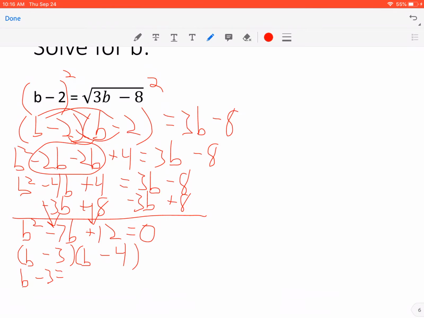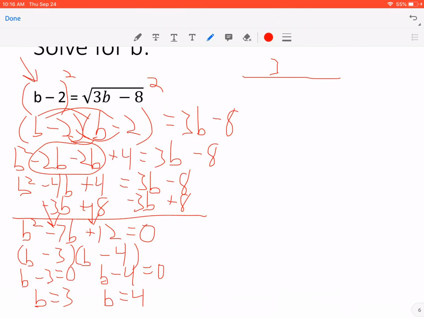b minus 3 equals 0. Bring the 3 over. b equals 3. b minus 4 equals 0. Bring the 4 over. It should be b equals positive 4. Only other thing to do is check them. So let's start with 3. I'm going to plug 3 in for b.